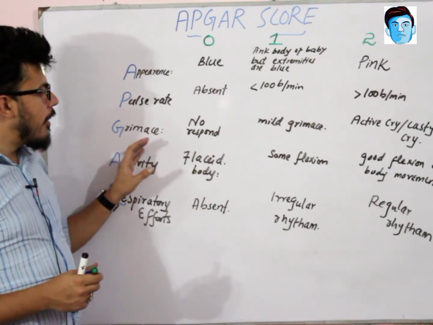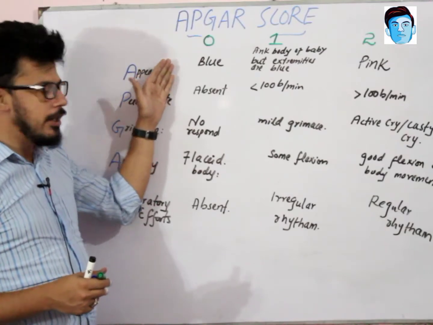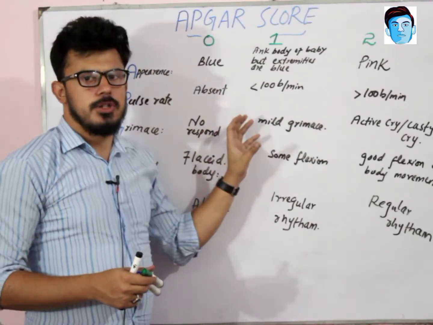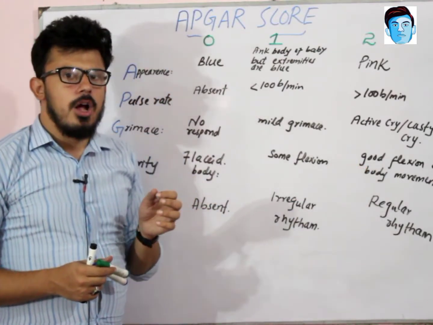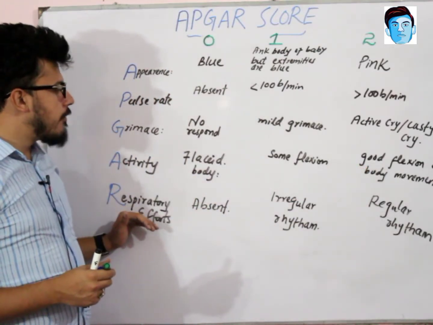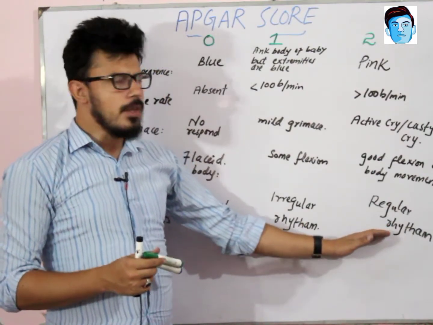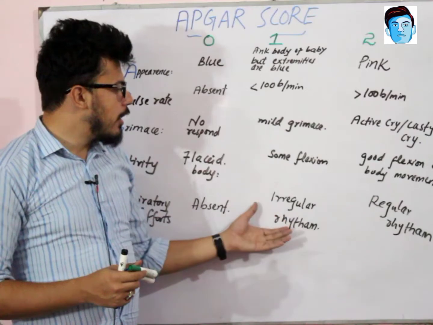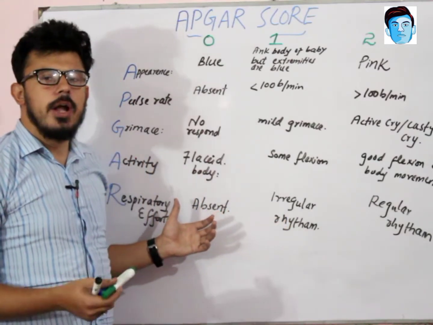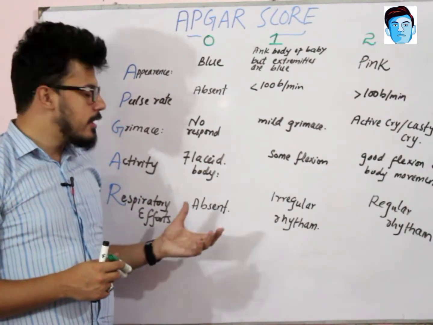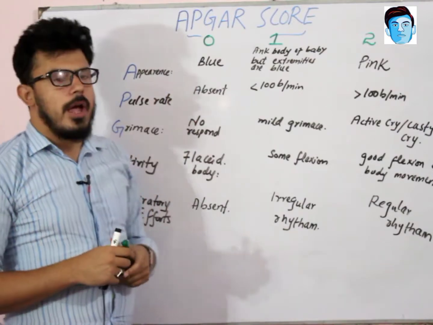Now in activity, if the child shows a flaccid body, that will be a worse condition. If there is some flexion, it will show the moderate condition. If there is active body movement, that will be a good condition. And in respiratory efforts, if there is a regular rhythm, that will be the best condition. And if there is irregular rhythm, that will be the intermediate condition. If there is no rhythm at all, it will show us a worse condition. So that's all about the APGAR scoring.